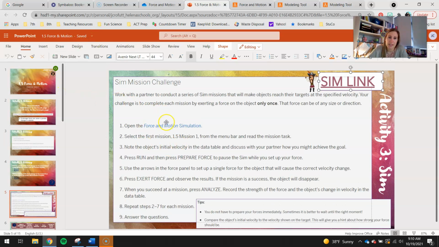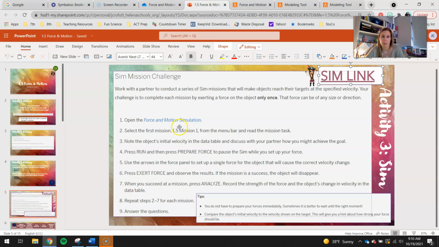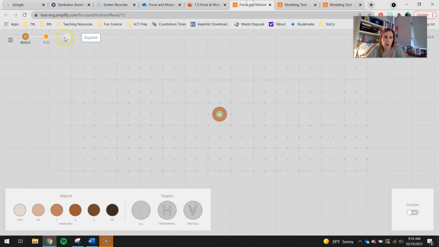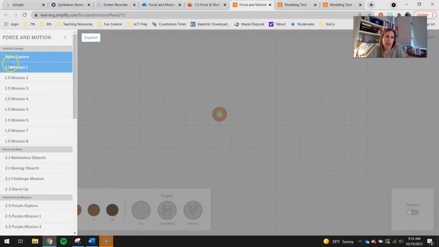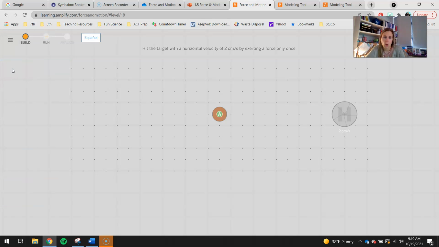Okay, so you guys will open the sim. You guys will select the first mission, which I'm going to do for you guys. It's the 1.5 mission 1. So you guys will see that over on this sideboard here. Go ahead and click 1.5 mission 1.